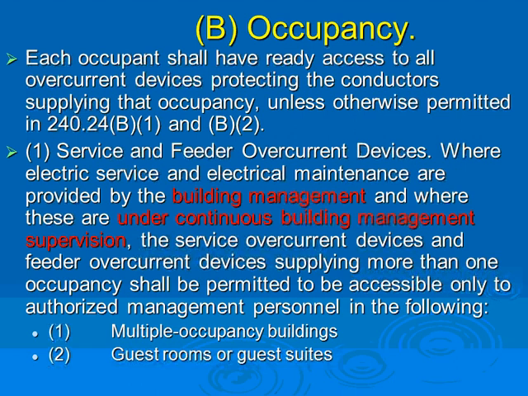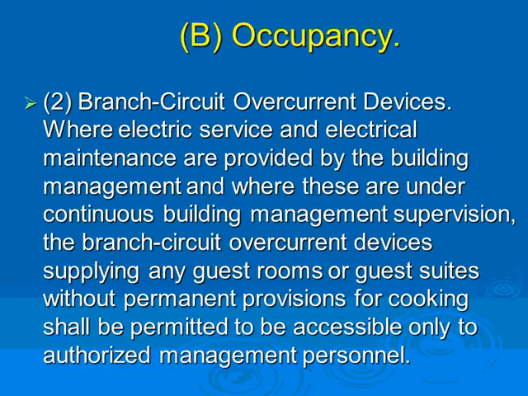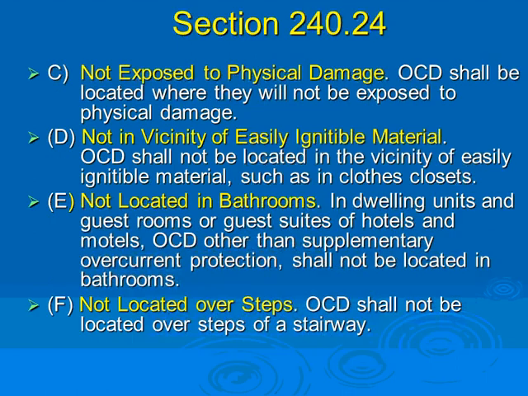On the other hand, guest rooms, suites, multiple occupancy buildings. If you have an apartment building, they have to give you access to the branch circuits that feed the apartment, right? Not the feeder, but the branch circuit. So in your apartment, you will have access to your load center, so you can have control over them. Branch circuit devices, maintenance will be provided by the building management where they are under direct supervision. You don't have to do that.